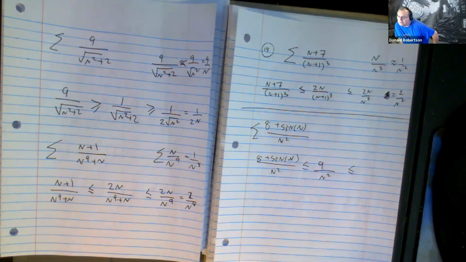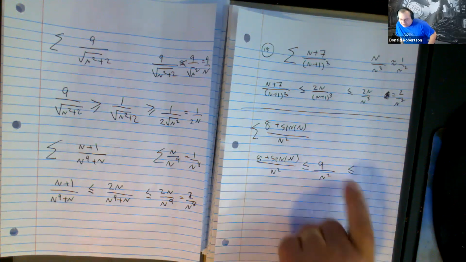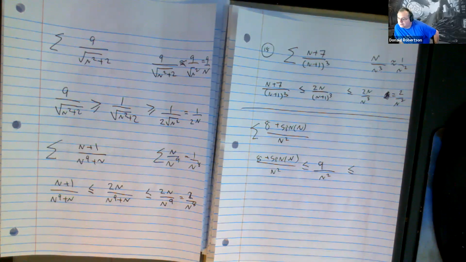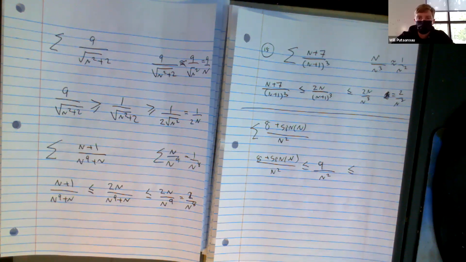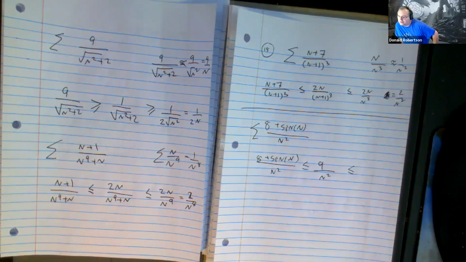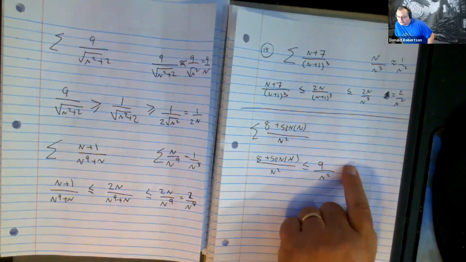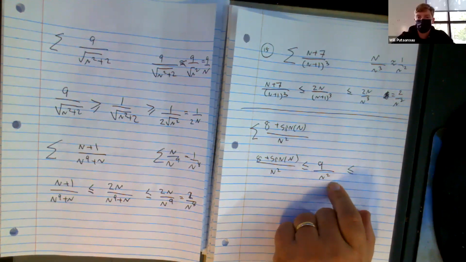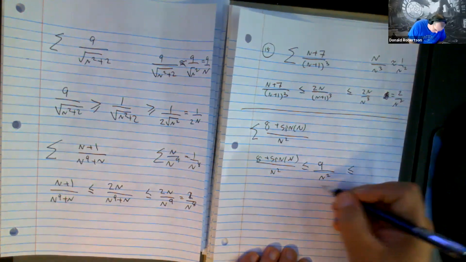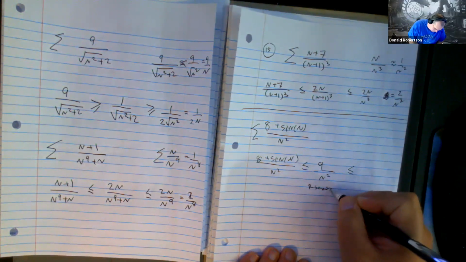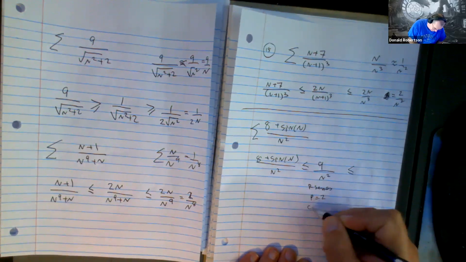How can I get away with that? Because it's true. How can 9 be bigger than 8 plus sin n? It's the logic I used. What's the biggest number sin n can be? 1. So isn't 8 plus 1 9? So that means it has to be less than or equal to 9. There's my logic. Do you recognize that guy as a p series? p equals 2 converges.